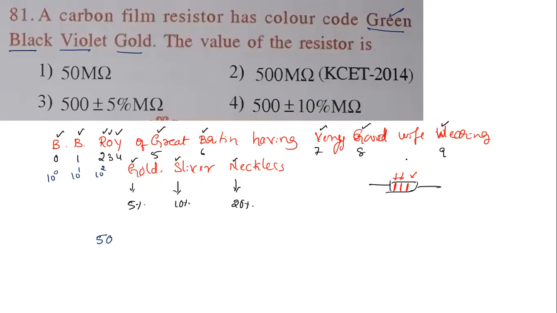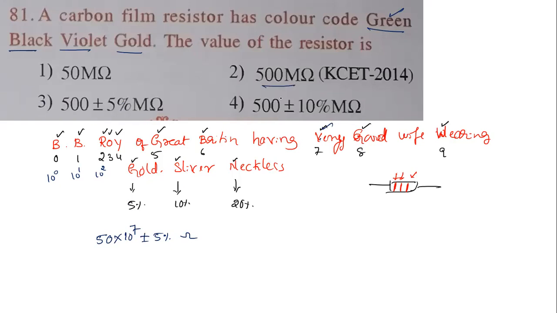So as per the rule, the first 2 bands are numbers, digits. We have done that. The third color is the multiplier, so multiplied by 10 power something. Where is the violet here? This is violet. 7 is there, so it is into 10 power 7. Next, gold is there. Gold means 5%, so I'll write plus or minus 5%. That's all.